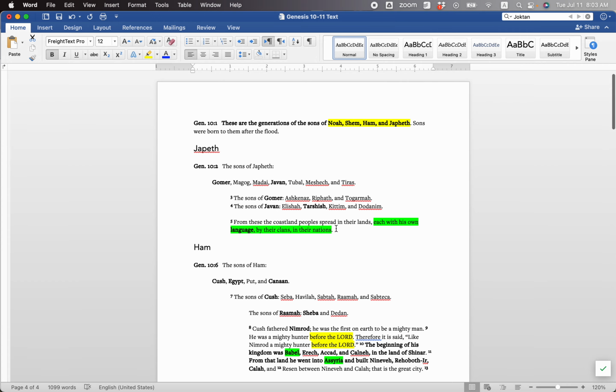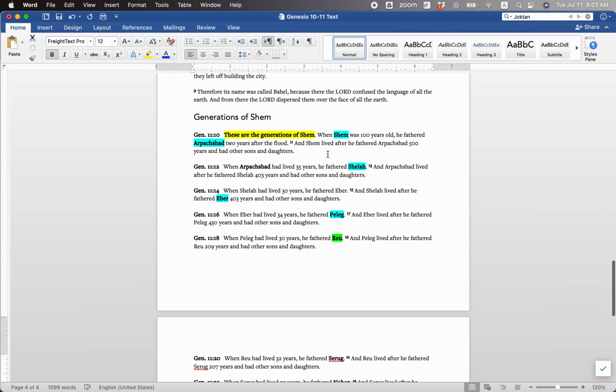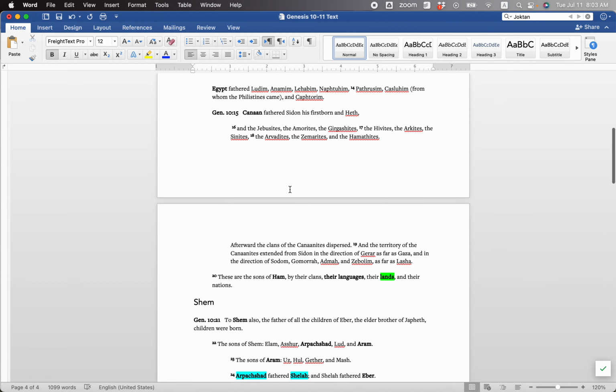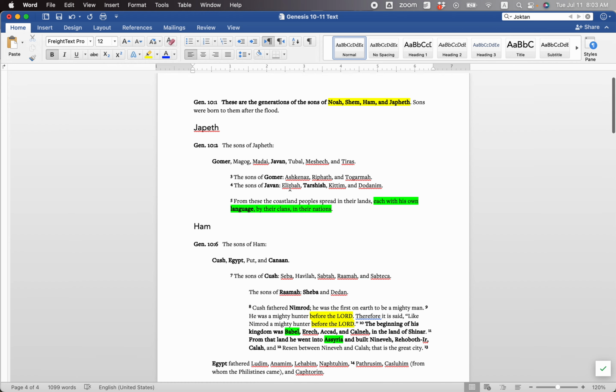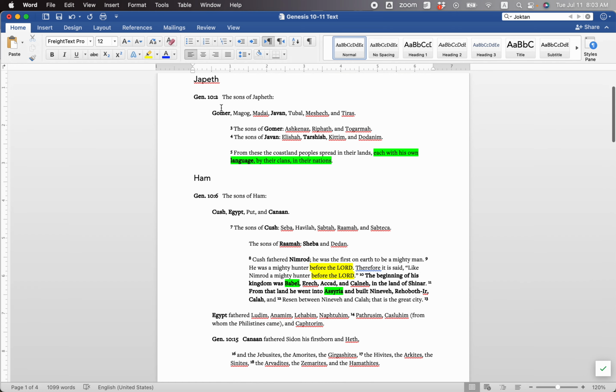We have generations of the sons of Noah, generations of Shem, and generations of Terah. And so you can see from this structure that he's actually taking the people who came out of the ark and tracing the lineage forward. And you see that he gives the sons, but then he focuses in on just two of the sons here. So that's why I've got them bolded, so you can see real quickly what he's doing.